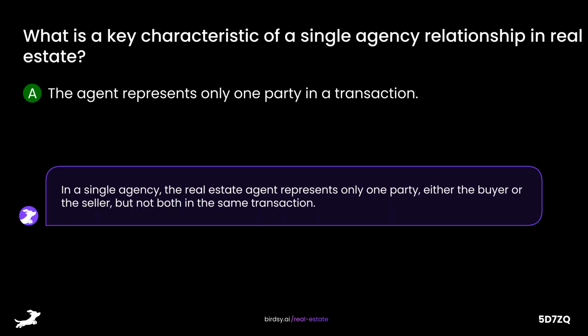In a single agency, the real estate agent represents only one party, either the buyer or the seller, but not both in the same transaction.